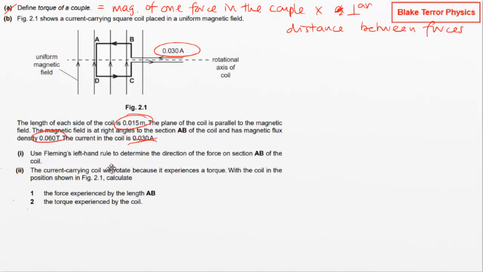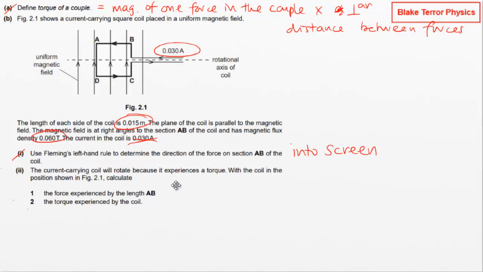We've got it there. Use Fleming's left-hand rule, or in my case, the right-hand slap rule, to determine the direction of the force on section AB of the coil. So right hand, we've got our field lines as our fingers going straight up. We've got our conventional current going off to the right, which is our thumb, which means that our slap of the palm is going into the screen. That is our direction of force, into the screen. The current carrying coil will rotate because it experiences a torque.